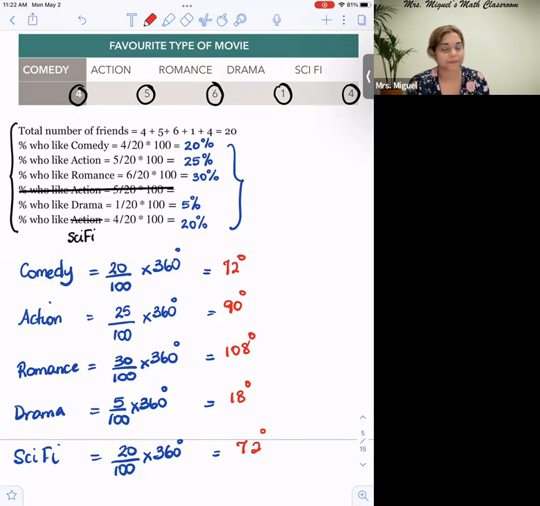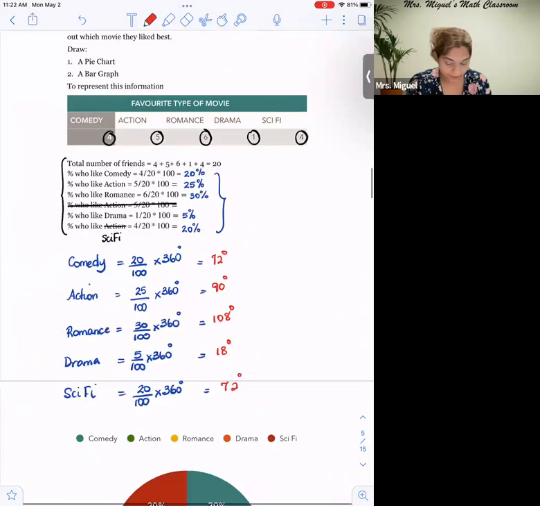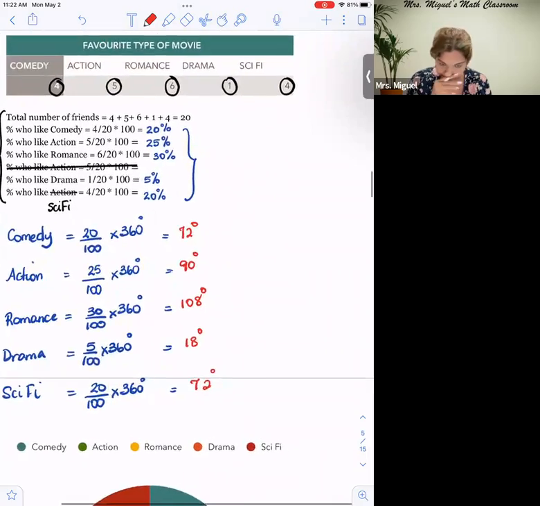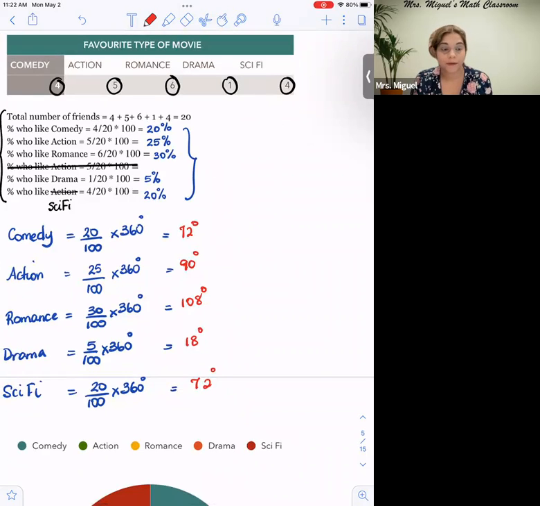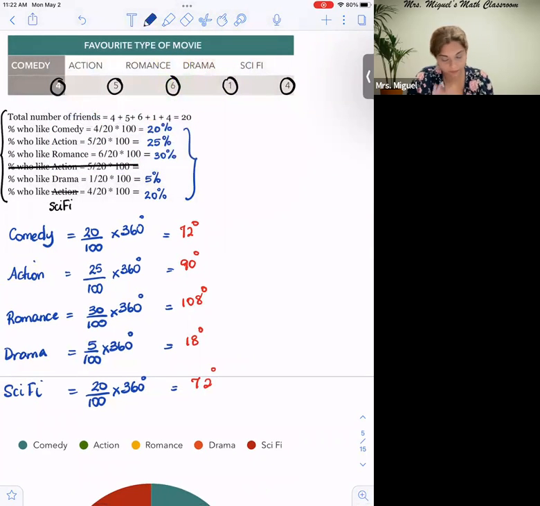Do you all have that? Yes, miss. Yeah, miss. Right. So do you all have something to draw a circle? The compass and the protractor. We need that. Do you all have that? Or something to draw a circle.